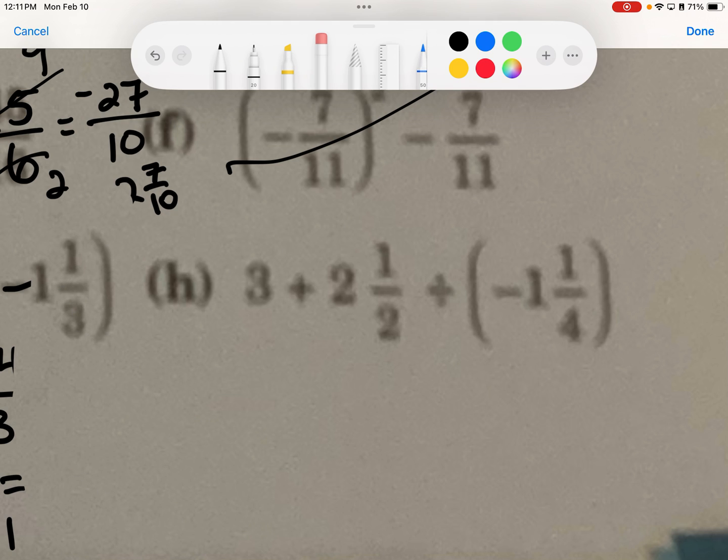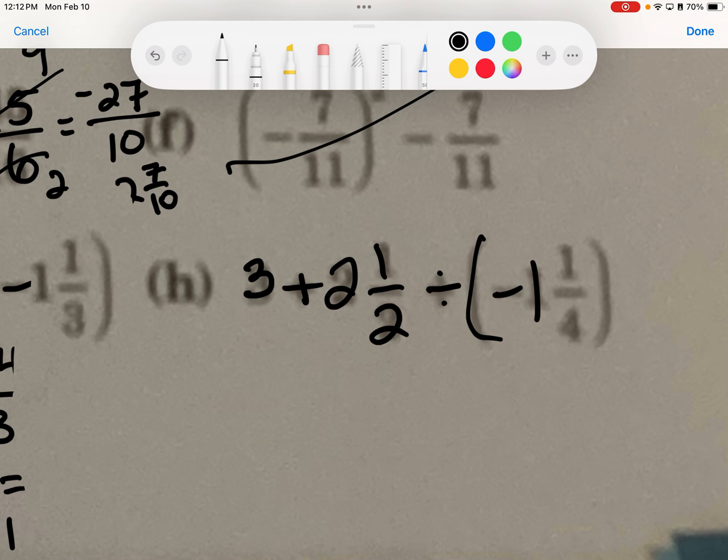3 plus 2 and 1/2 divided by negative 1 and 1/4. No, it was division.